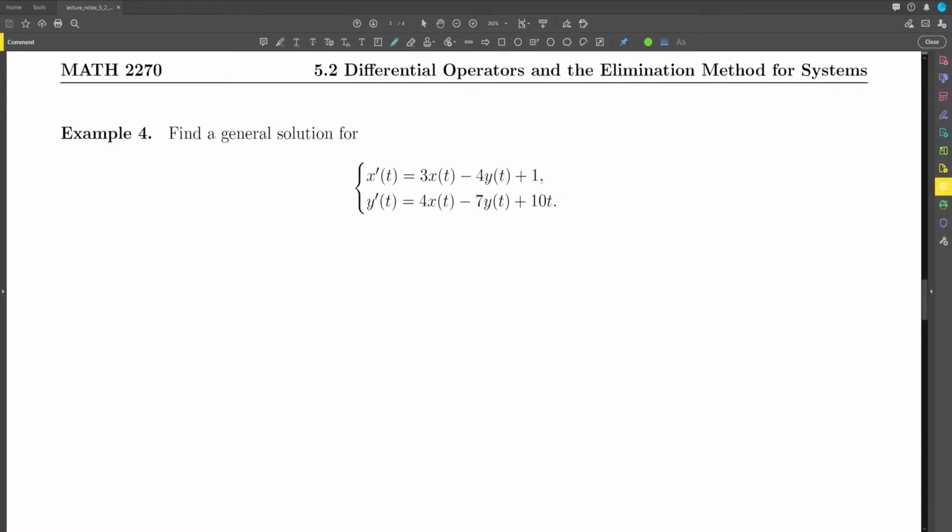In this video, we'll find a general solution for the system of differential equations given by x prime equals 3x minus 4y plus 1 and y prime equals 4x minus 7y plus 10t. Our first step in order to solve this is that we're going to rewrite this system of differential equations in terms of operator notation.